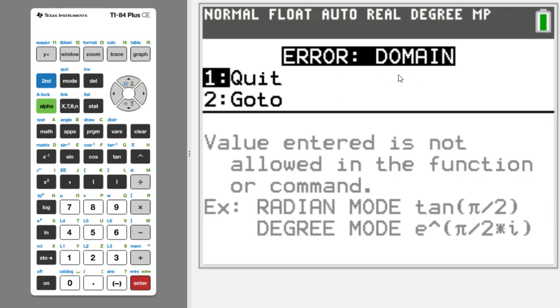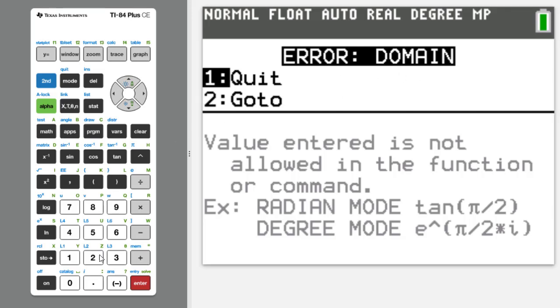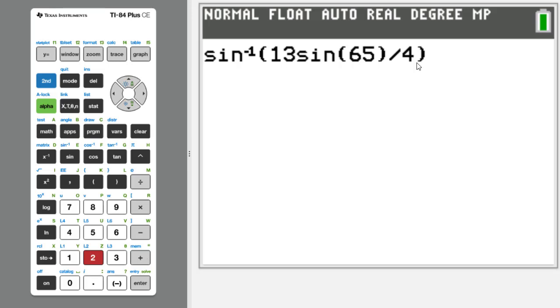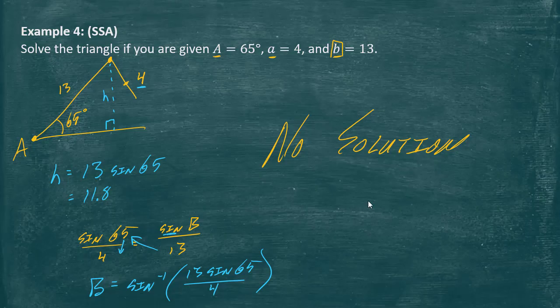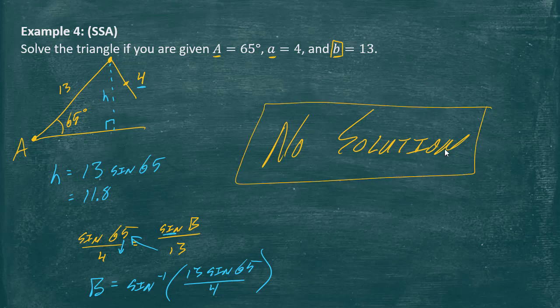Notice it gives me an error, domain, which is the calculator's way of saying there isn't actually a solution for this. So if I double check that this is exactly what I wanted to type in, which in fact it was, my calculator also leads us in the right direction: this must be the situation where there actually isn't a triangle that exists.